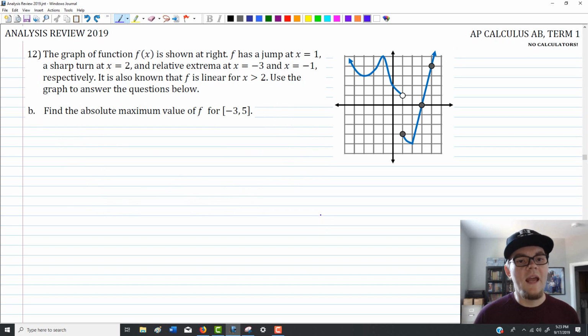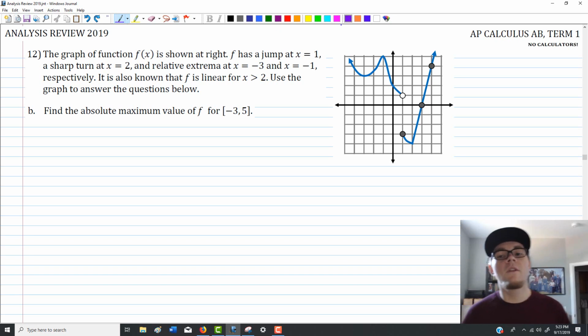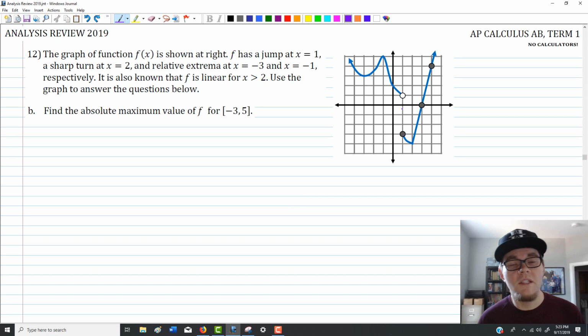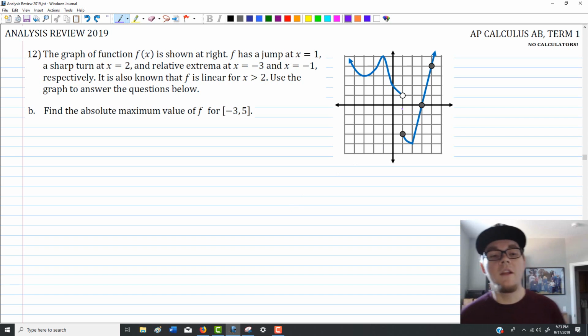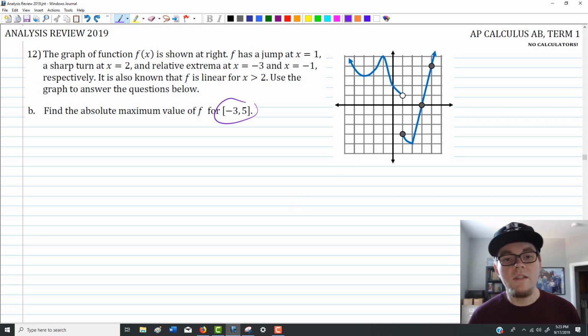Okay, 12b, find the absolute maximum value of f for -3 to 5. Now, once again, this is kind of a slight variation on what we just talked about on the previous one. So in the last one, we talked about how the extreme value theorem didn't guarantee a maximum value on the interval from 0 to 3, and 0 to 3 is definitely contained in -3 to 5, so we're going to have to play with that in a second.